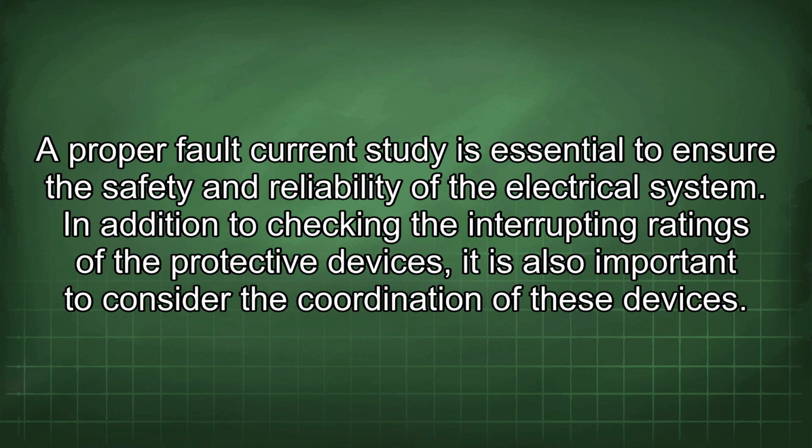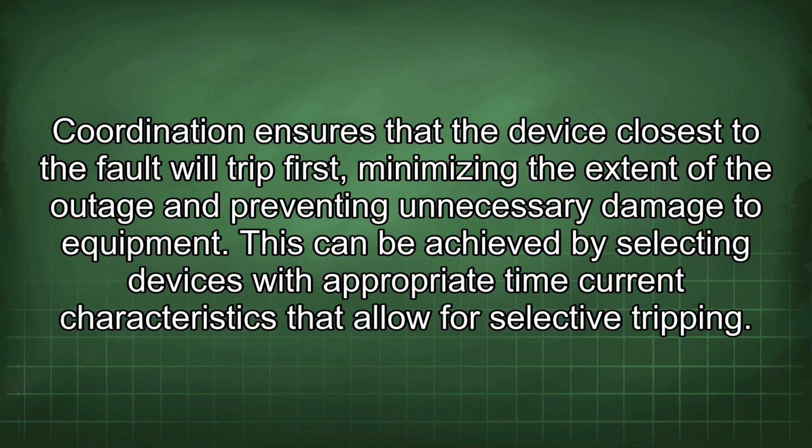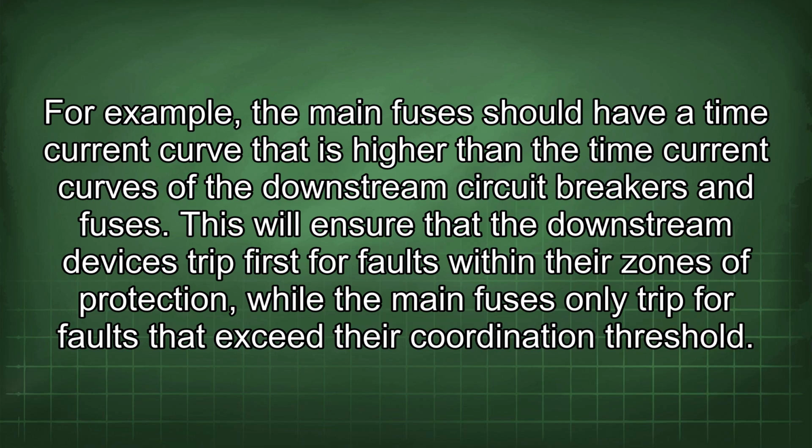In addition to checking the interrupting ratings of the protective devices, it is also important to consider the coordination of these devices. Coordination ensures that the device closest to the fault will trip first, minimizing the extent of the outage and preventing unnecessary damage to equipment. This can be achieved by selecting devices with appropriate time current characteristics that allow for selective tripping. For example, the main fuses should have a time current curve that is higher than the time current curves of the downstream circuit breakers and fuses. This will ensure that the downstream devices trip first for faults within their zones of protection, while the main fuses only trip for faults that exceed the coordination threshold.